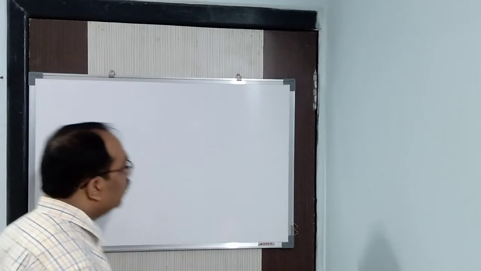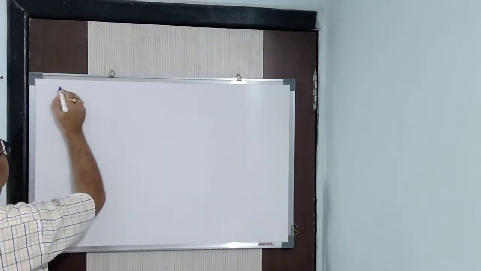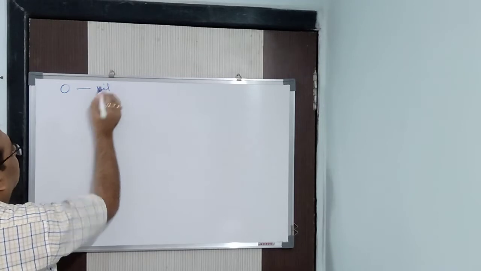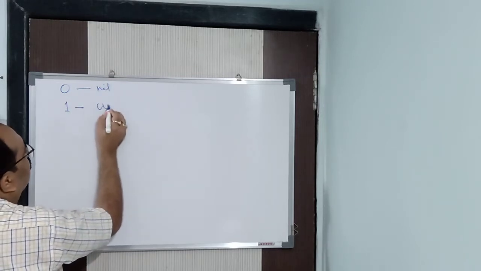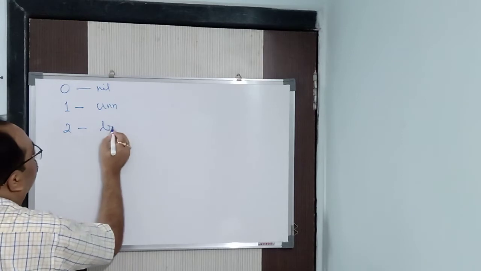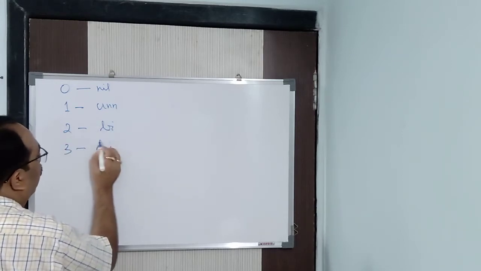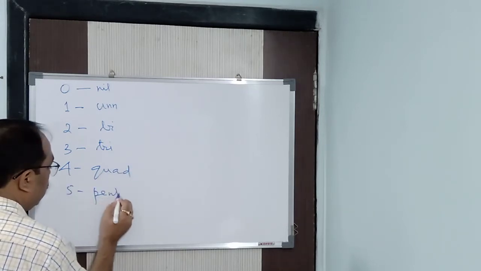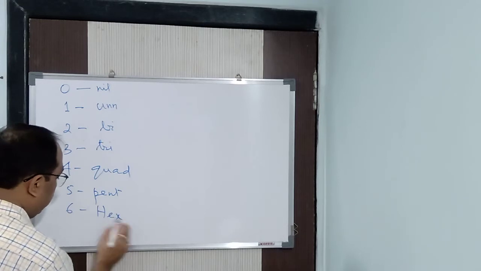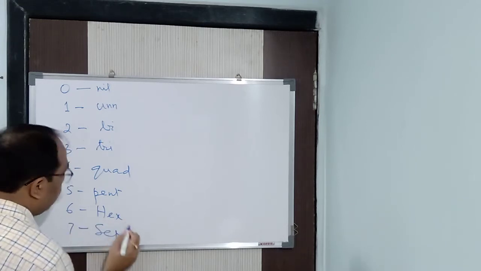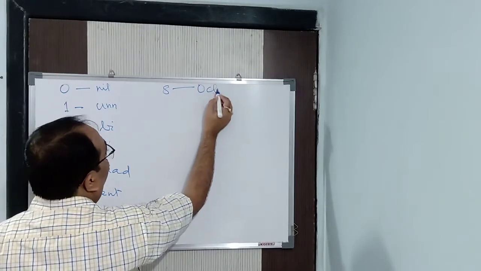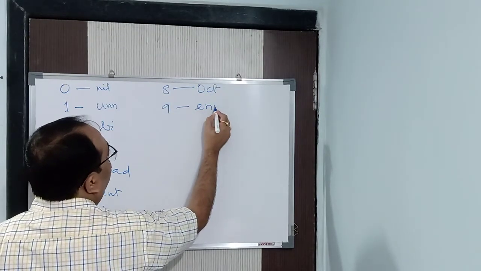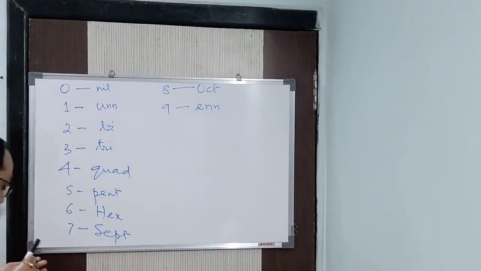Alright, fine. Now how will you name it? It's very simple, not so difficult. You have to remember a few things. For example, 0 is nil, 1 is un, 2 is bi, 3 is tri, 4 is quad, 5 is pent, 6 is hex, 7 is sept, 8 is oct, 9 is enn. Don't say 10, 10 means 10 only. Got it? In this way.